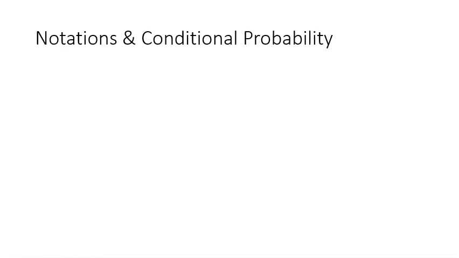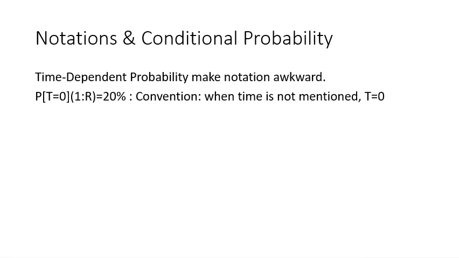The mathematical notation to show what is in the diagram is very awkward. That's because we have time-dependent probability. At what time are we evaluating the probability, and what is the timing of the event? Both of these things need to be mentioned. So here is the notation: probability at t equals 0 of rainfall on the first day is 20%.